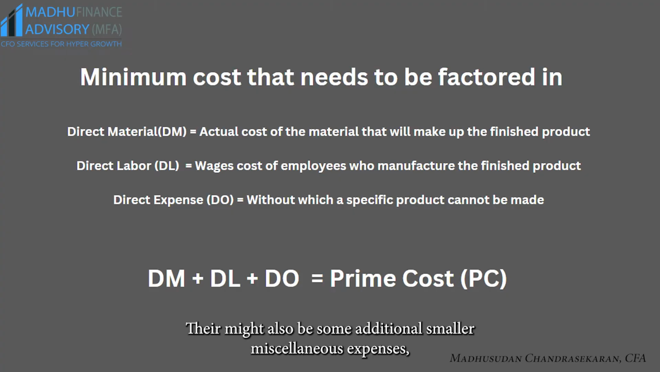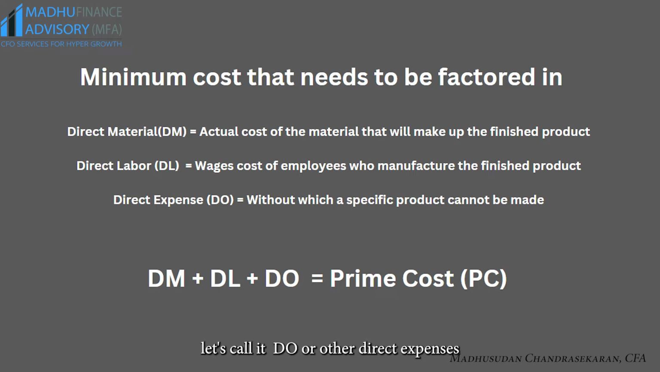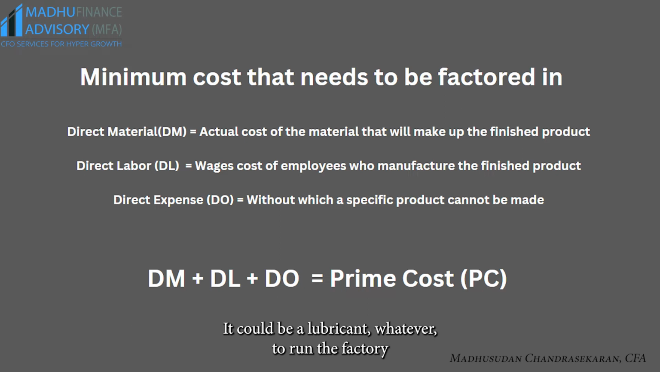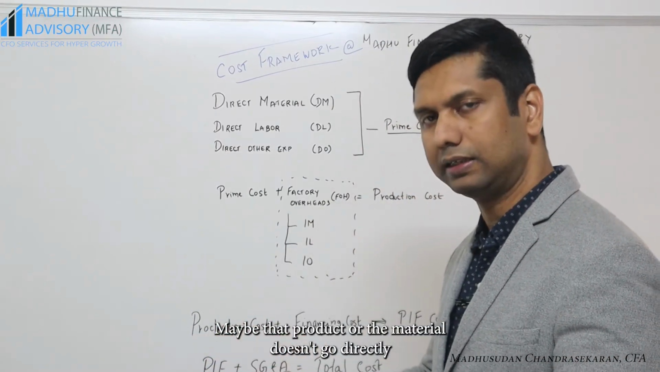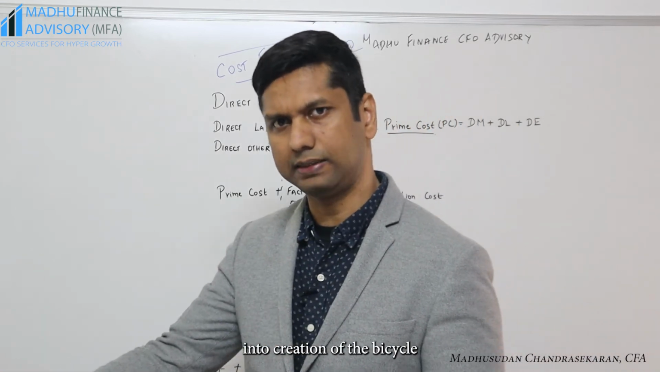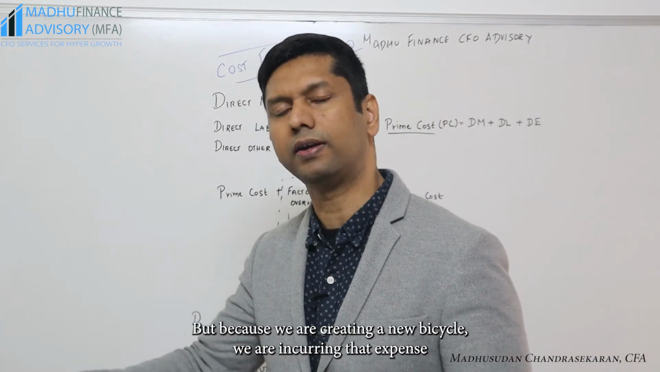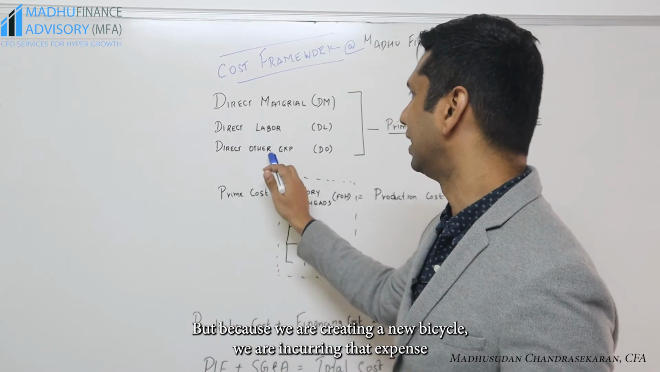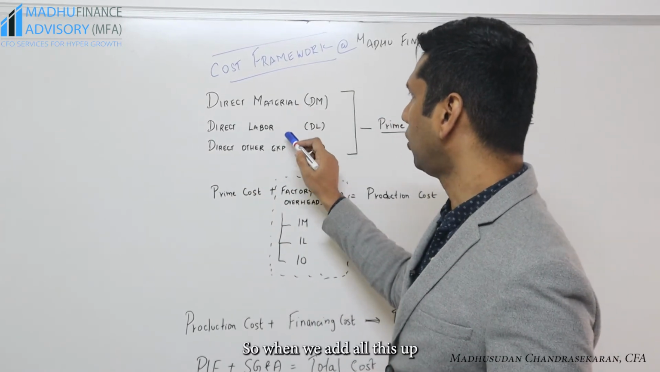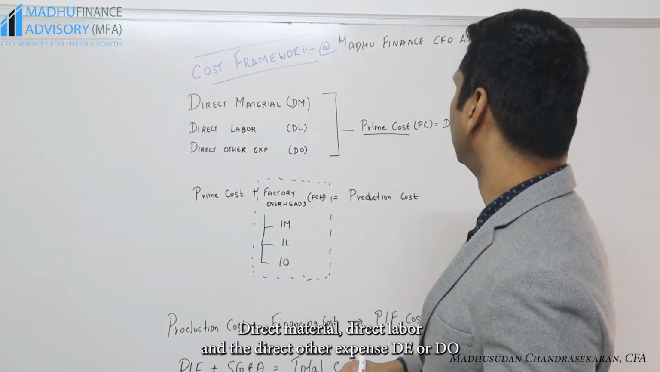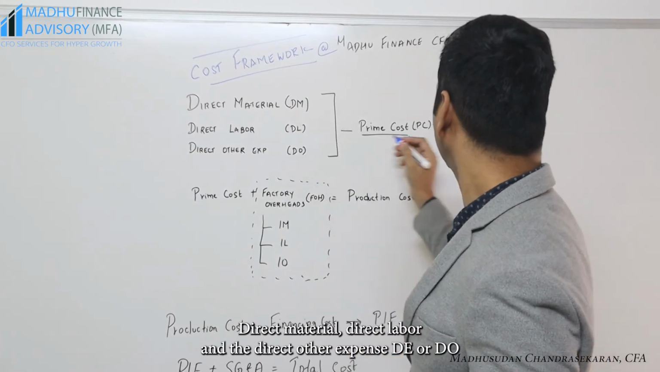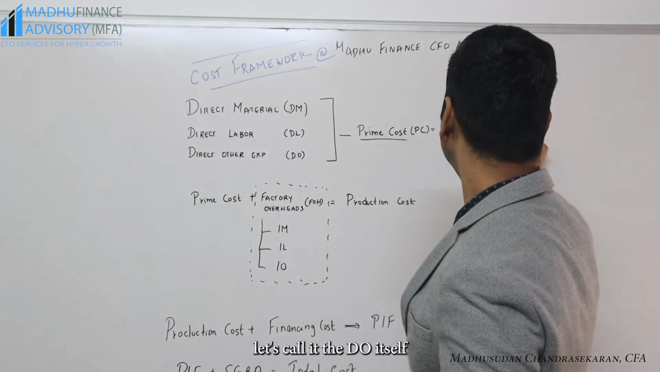There might also be some additional smaller miscellaneous expenses. Let's call it DO, other direct expenses. It could be a lubricant, whatever, to run the factory. Maybe that product or the material doesn't go directly into creation of the bicycle, but because we are creating a new bicycle, we are incurring that expense. So when we add all this up, direct material, direct labor, and the direct other expense, let's call it DO itself.